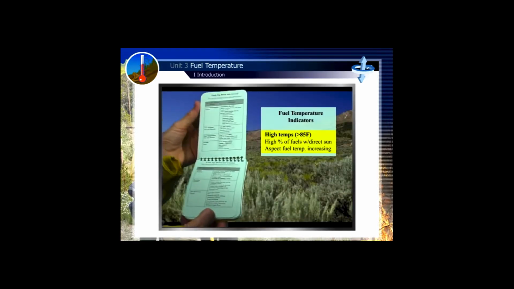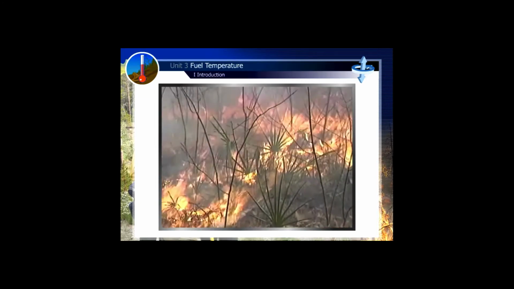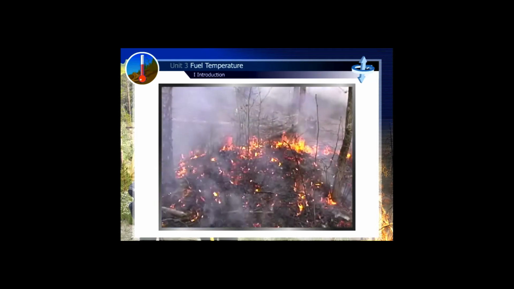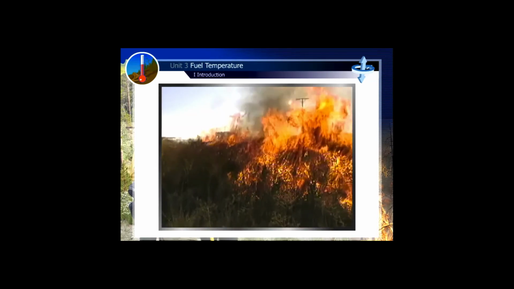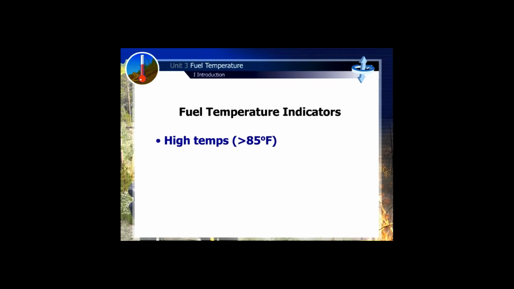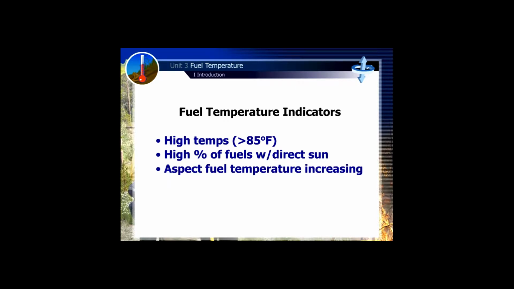This unit addresses fuel temperature and its 3 indicators. Fuel temperature affects the amount of heat energy and time it takes for fuels to ignite. It also contributes to fuel availability. It is particularly important in fuel types that are dominated by fine fuels. The 3 indicators of fuel temperature that you need to pay attention to include high temperatures, normally greater than 85 degrees, a high percentage of fuels with direct exposure to the sun, and aspects where fuel temperature is increasing.